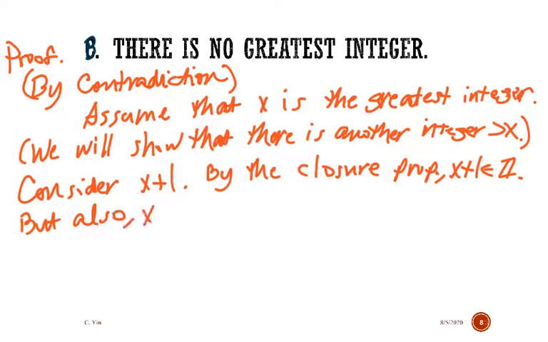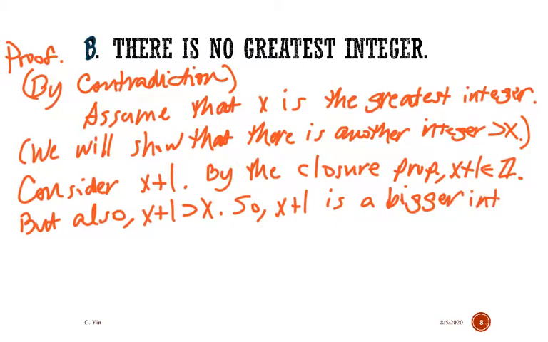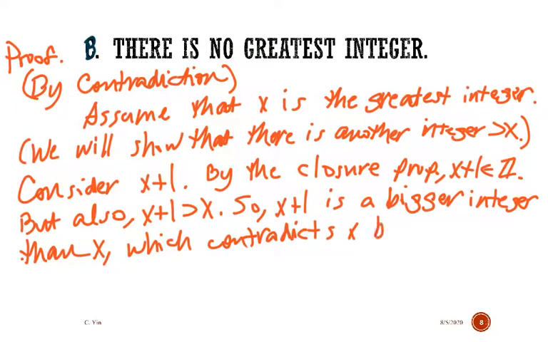But also, x plus 1 is greater than x. And so we can say that x plus 1 is a bigger integer than x, which contradicts x being the biggest integer or the greatest integer.